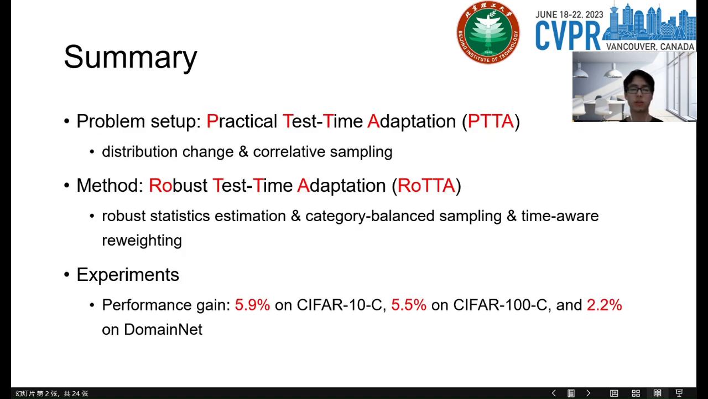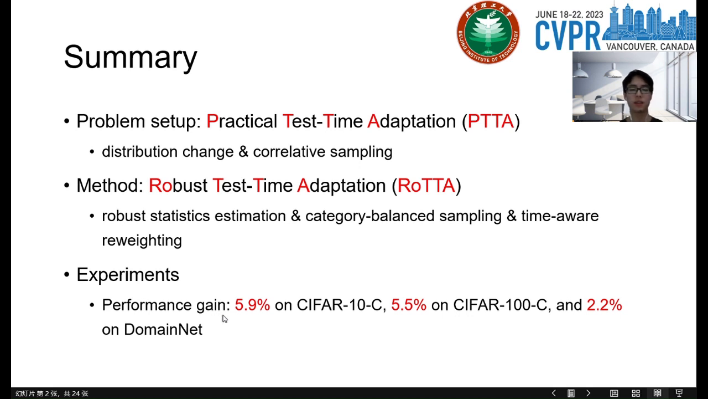Our work proposed a novel and practical setup called Practical Test-time Adaptation, which considers distribution change and correlative sampling at test time simultaneously. To address the challenges of PTTA, we introduced the Robust Test-time Adaptation method, which incorporates robust statistics estimation, category balance sampling, and a time-aware strategy.